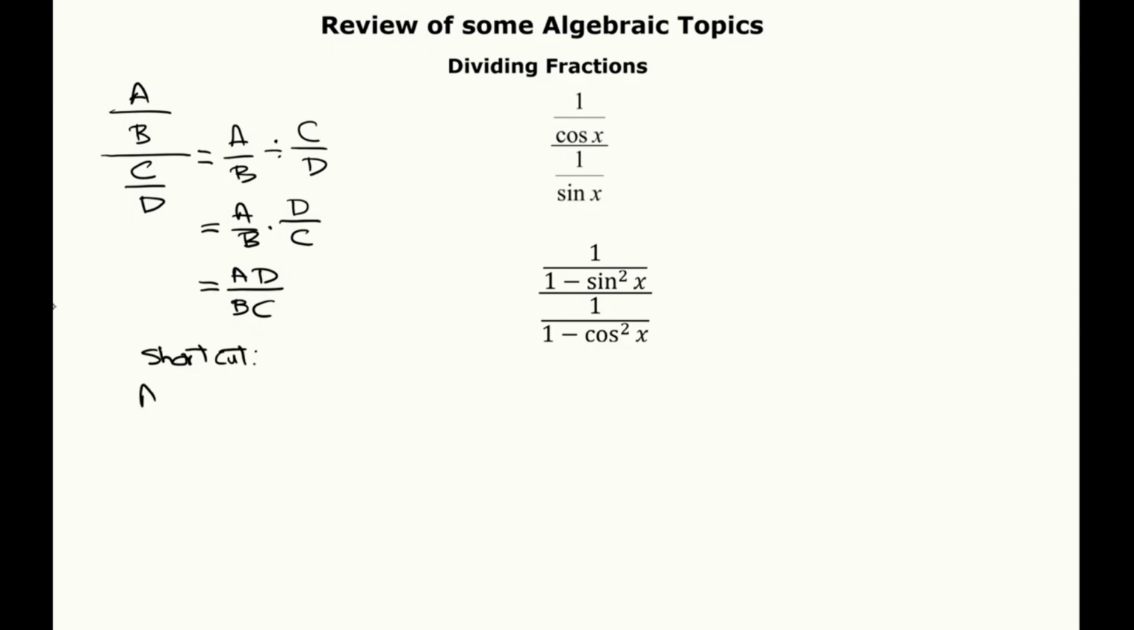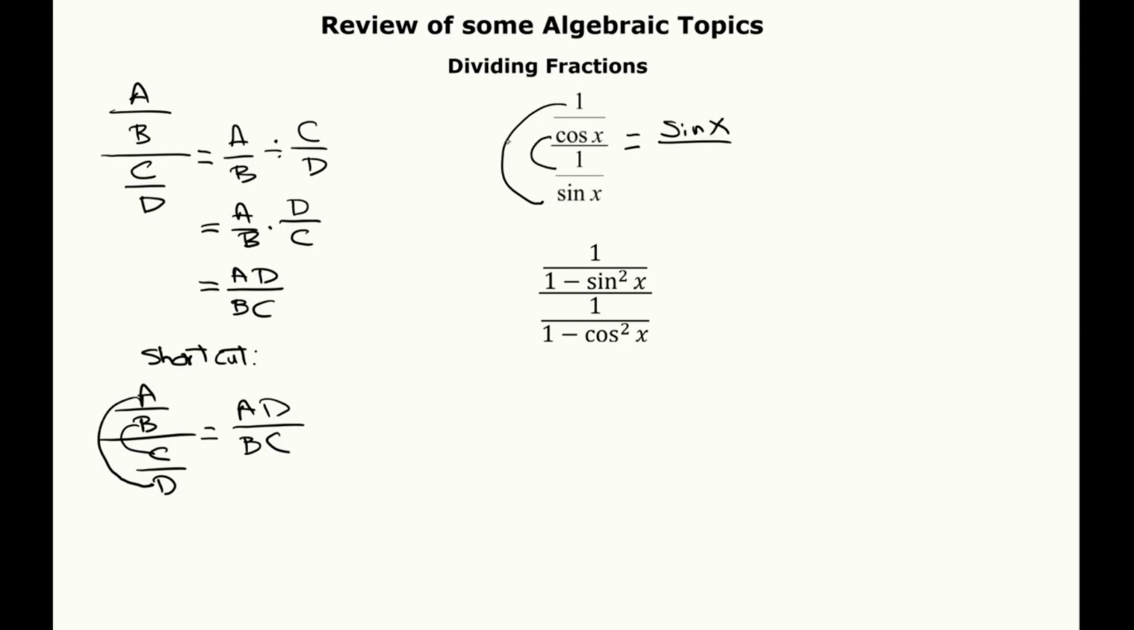So whenever we see a complex fraction of the form a over b over c over d, we'll realize that we can just take that outer product, that's going to be our numerator, and this inner product is going to be our denominator. So for example, applying it to this first expression here, we get 1 times sine x, which is sine x, over cosine x times 1, which is just cosine x, and as we know, that is simply tangent x.